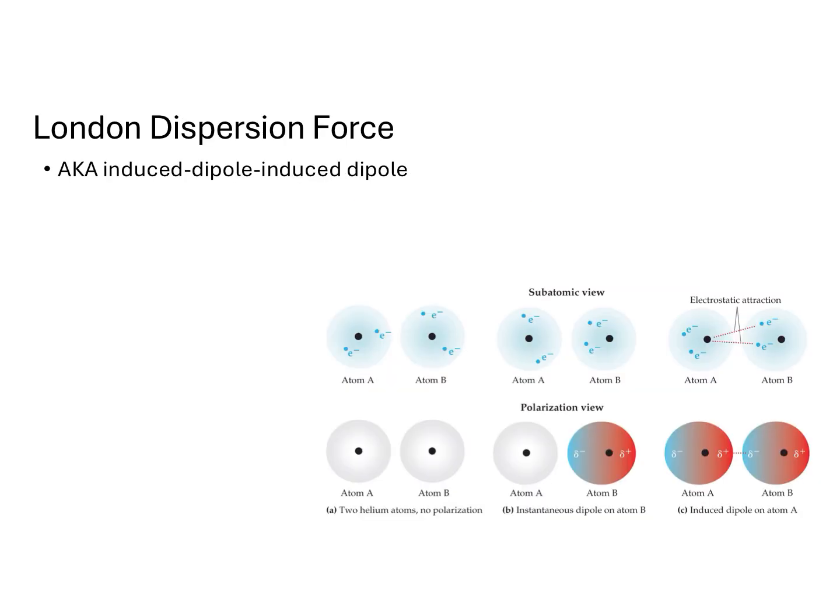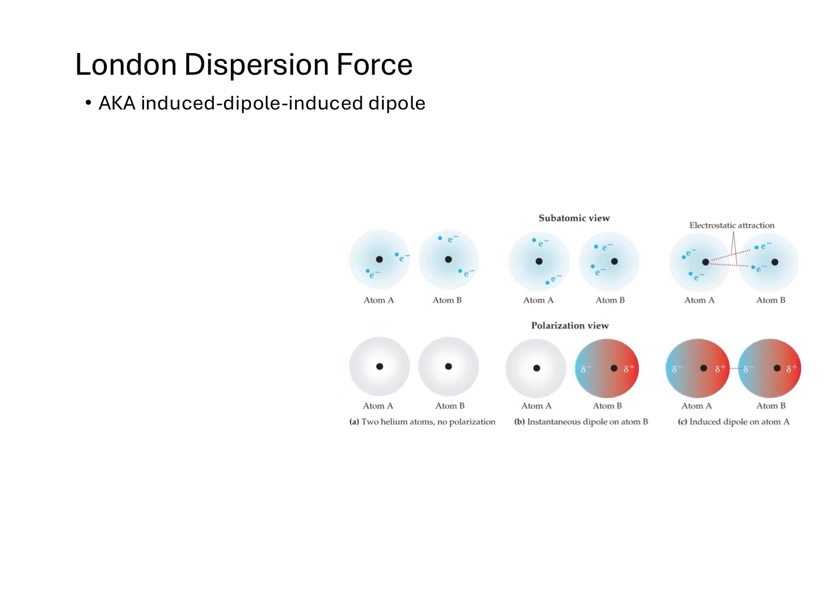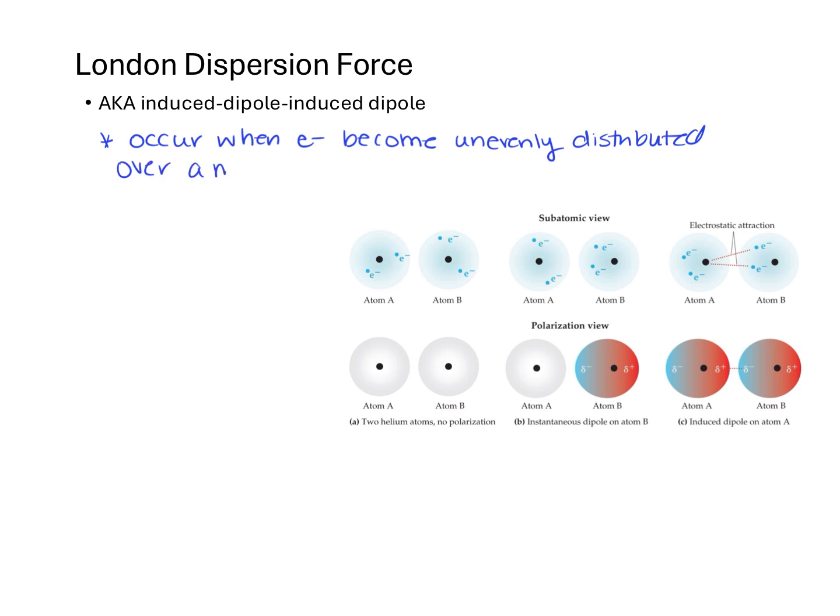So the first one we're going to talk about are London dispersion forces, which are also known as induced dipole interactions. These attractive forces occur when electrons become unevenly distributed over a molecule's surface.